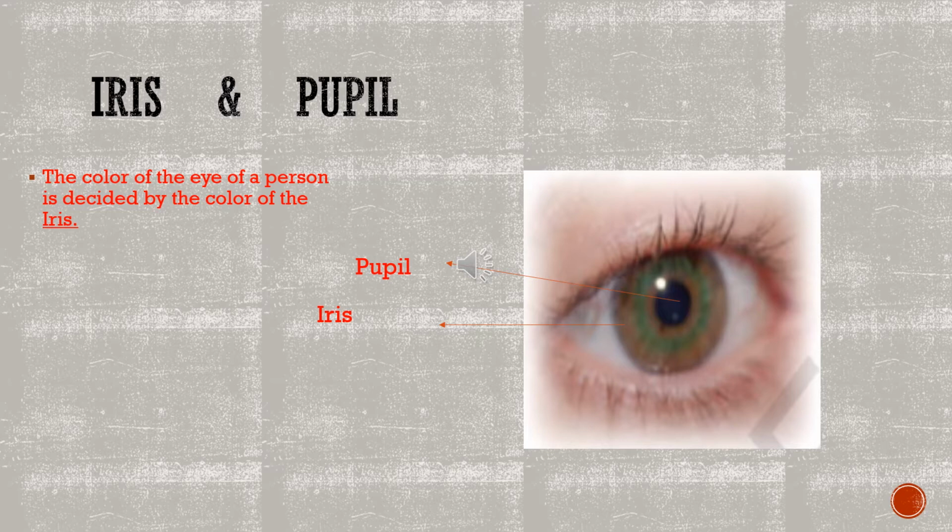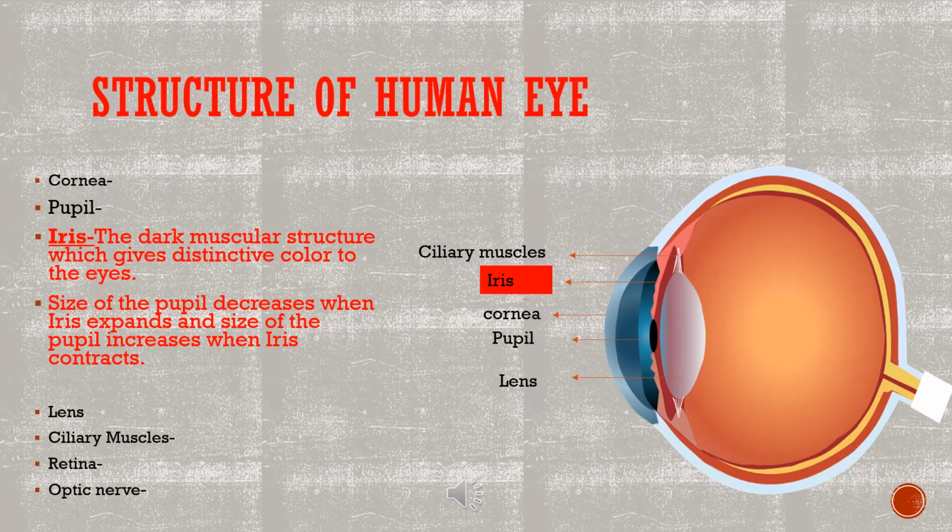The color of the eye is decided by the iris, whereas light is entering into our eyes through the pupil. Now, when we define iris, how will we define? The dark muscular structure which gives distinctive color to the eyes is known as the iris. So the iris is a muscular part. It is a muscle. You know, muscles can expand and contract. And here it has another specialty. It has a special color also. Different people have different colors in their iris. So people can be identified by their iris also. So the iris is a dark muscular structure which gives distinctive color to the eyes.